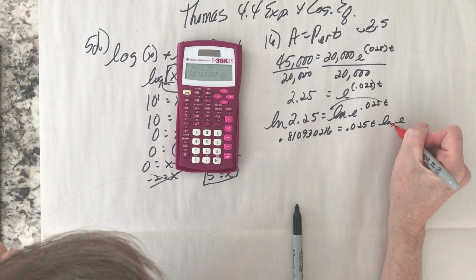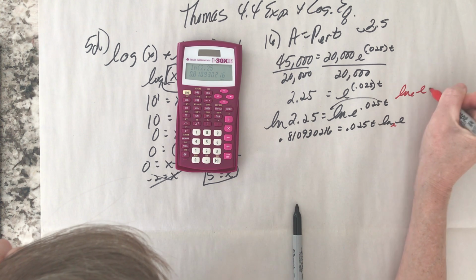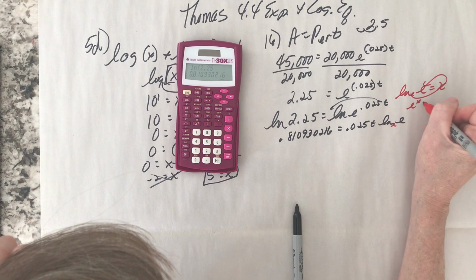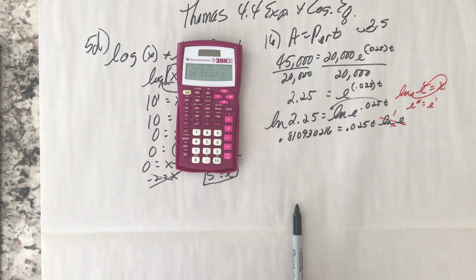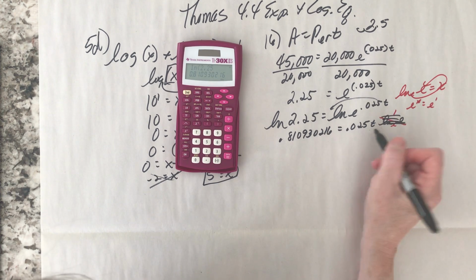What do you have to raise e to become e? This is like the natural log of e equals x, e to the x equals e. Well, it's going to have to be a 1. So this piece becomes a 1. We're multiplying times 1 there, so it just sort of goes away. And now we're trying to solve for t.